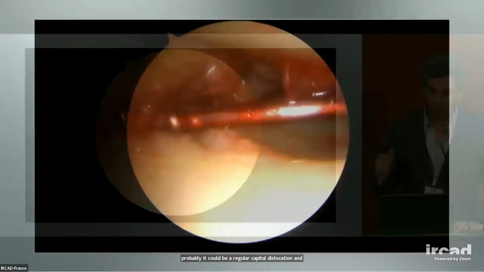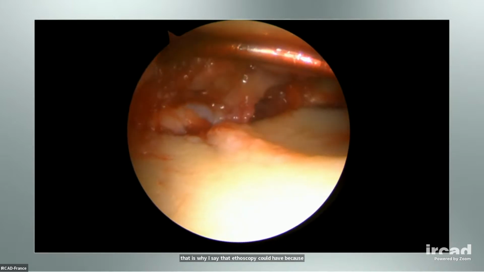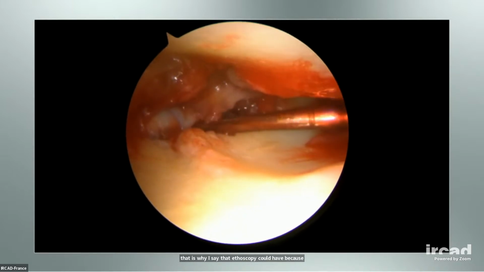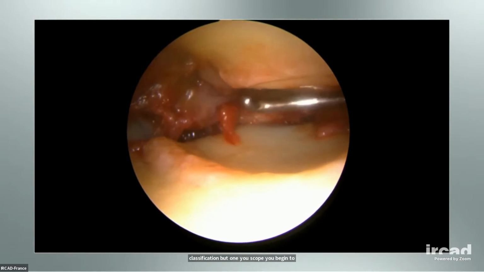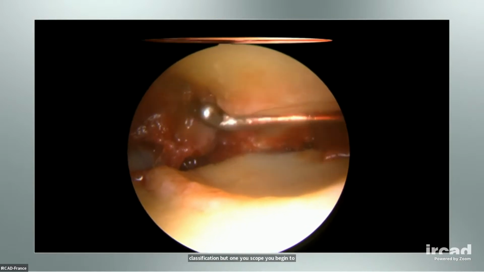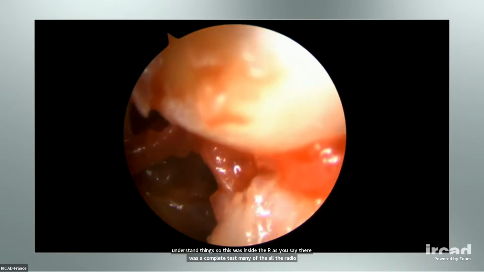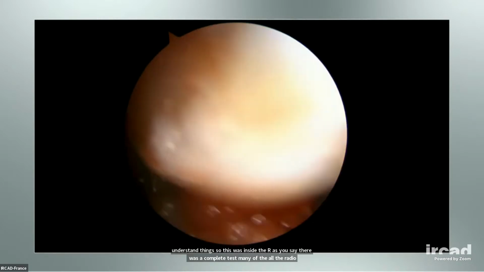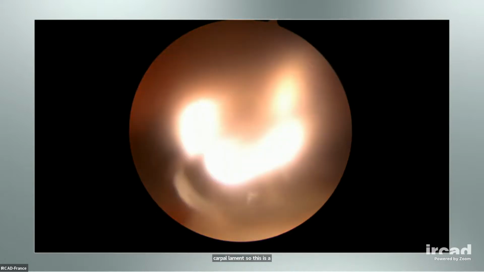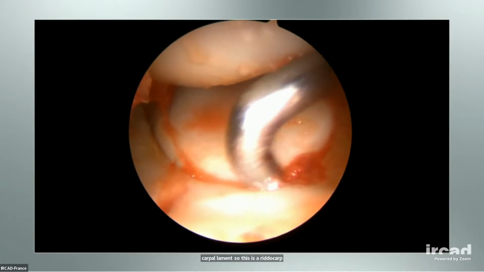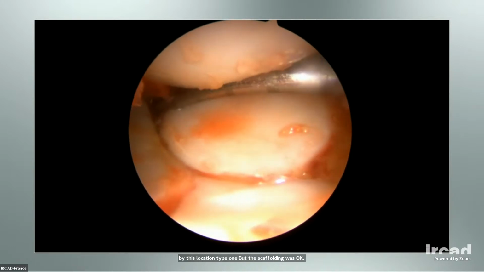So this was inside the OR. As Steve said, there was a complete detachment of all the radiocarpal ligaments. So this is a radiocarpal dislocation type 1 because it has a fracture in the radial styloid. In the midcarpal joint, we found chondral injury, fragments all around the midcarpal joint. But the scapholunate was okay. You can see here, the only ligament okay was the scapholunate.